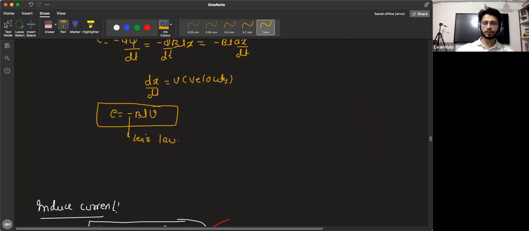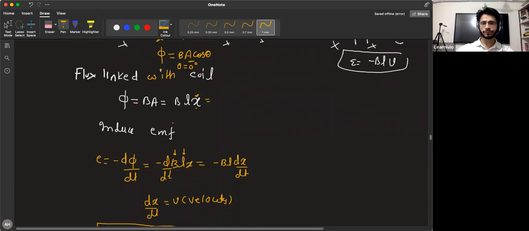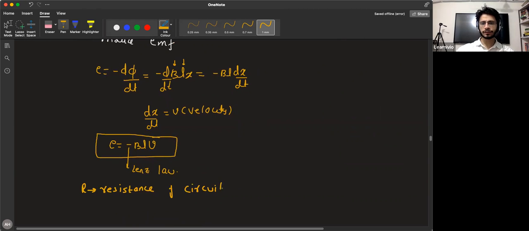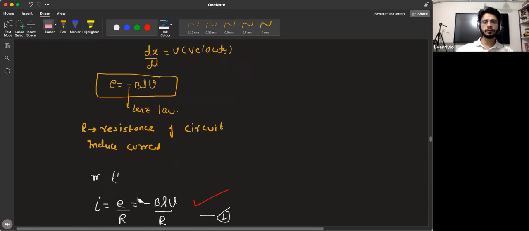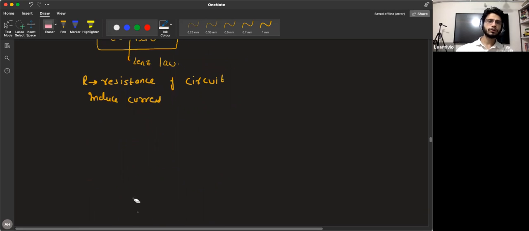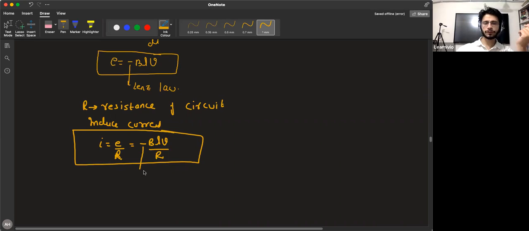So its negative sign is representing Lenz law. If I say that R is the resistance of the entire circuit, means this whole circuit here, the resistance is R. If R is the resistance, then how will you calculate induced current? Current is I, so you have EMF. How do you calculate current? Yes, EMF is given. E by R. So the induced current I will be the ratio of EMF and resistance. So it's minus of BLv divided by R. So this negative sign again shows the Lenz law.